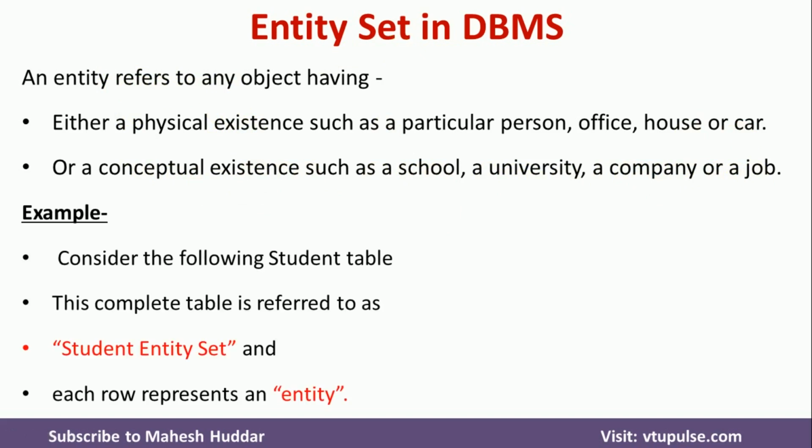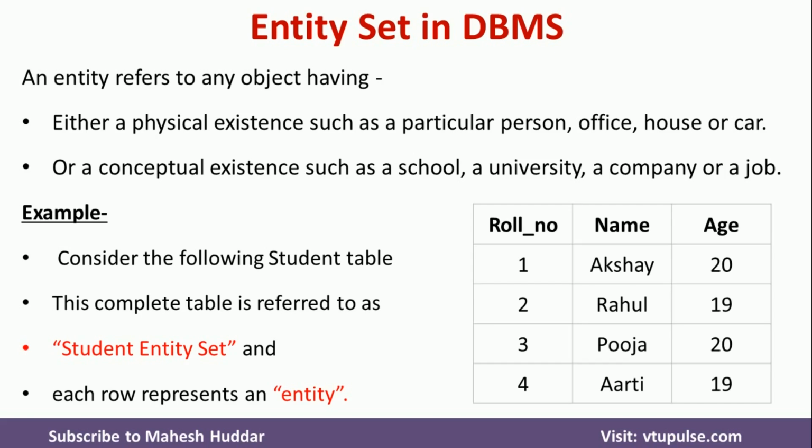For example, we will consider a student table. In this case, we have 3 columns and 4 rows. This entire table is called an entity set. In general, it is called the student entity set. Roll number, name and age are called the attributes of this entity set, and each row is called an entity in this case. So 1, 2, 3, 4 entities are there. Roll number, name and age are the attributes, and this entire table is called an entity set in this case.